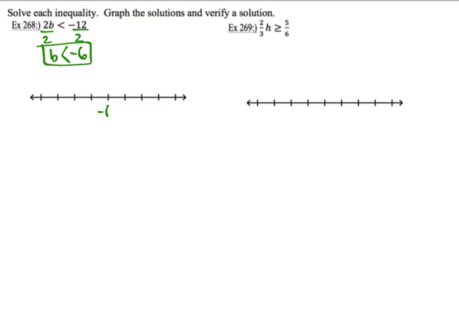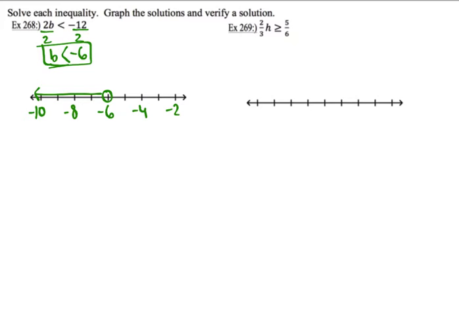We need to have negative 6 on our number line, and I'm going to fill in some additional numbers here. Negative 6 is an open boundary, and b is less, so my arrow needs to go towards the less than numbers.